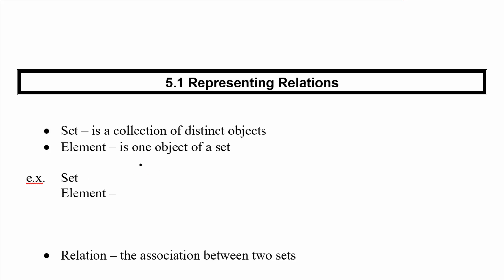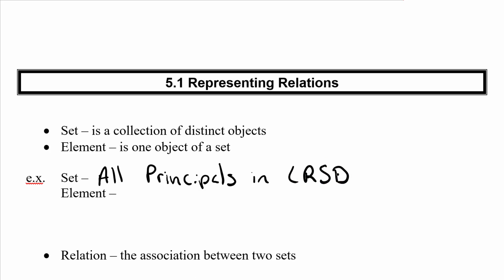So let's get an example down here, a set. We'll talk about all the high school principals in the Louis-Riel School Division. So we'll write that down. All principals in LRSD, Louis-Riel School Division. So if you think about Nelson McIntyre, Dakota, Glenlawn, Windsor Park, College Bellevue, they've all got principals. That is a set.